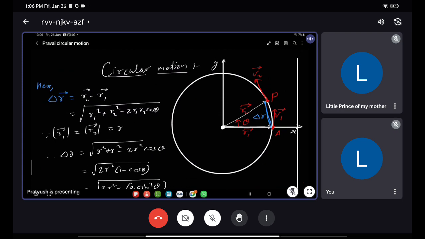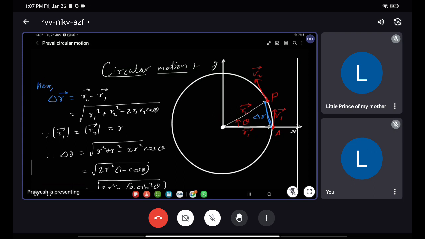circular motion. What is circular motion? What do you mean by circular motion? See, circular motion will be said only when the particle is at a fixed distance from a fixed point. That fixed distance will be called radius, and that fixed point will be called center of the circular path.